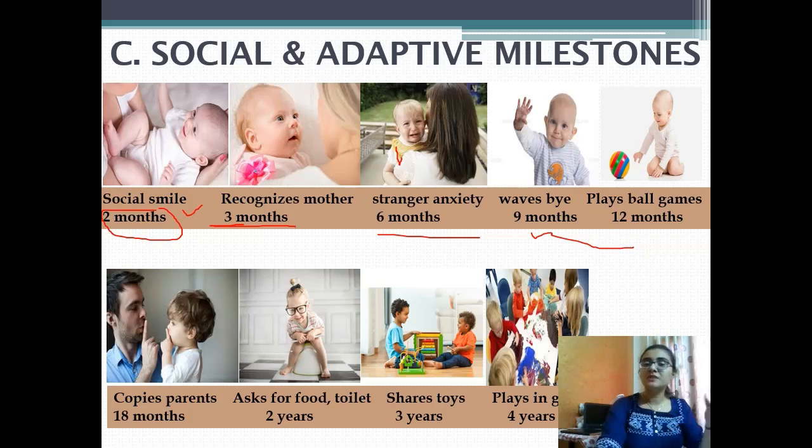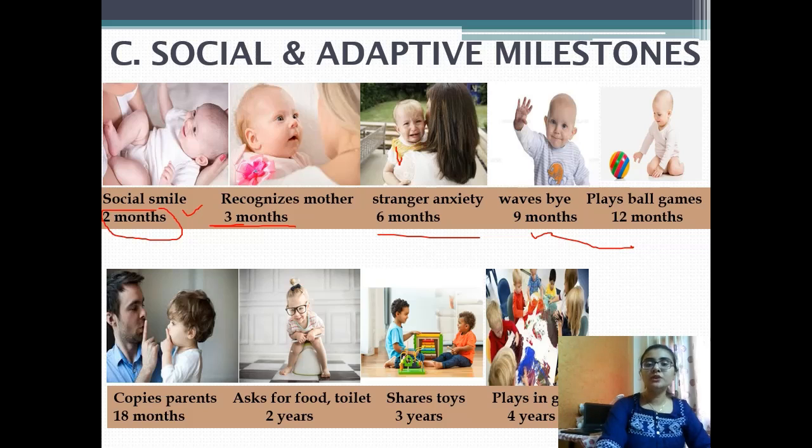At 12 months, he plays with a ball. At 18 months, he tries to imitate. He copies parents or whoever is near him. He will try to copy you if you are doing something. If you are writing, he will try to write. If you are closing your ears, he will also close his ears. Whatever you do, he will do that. He tries to imitate you in tasks also.